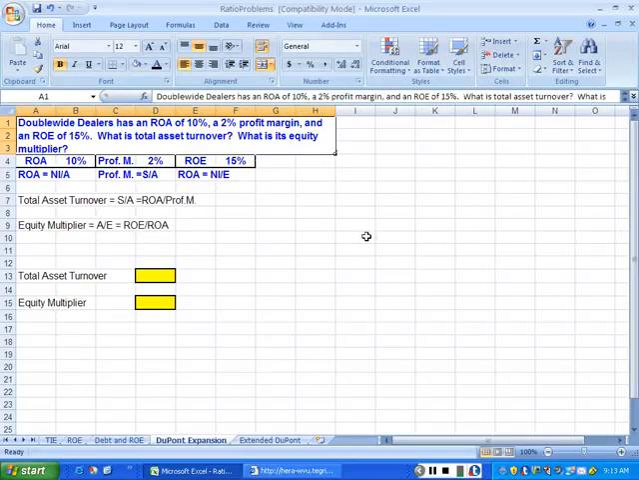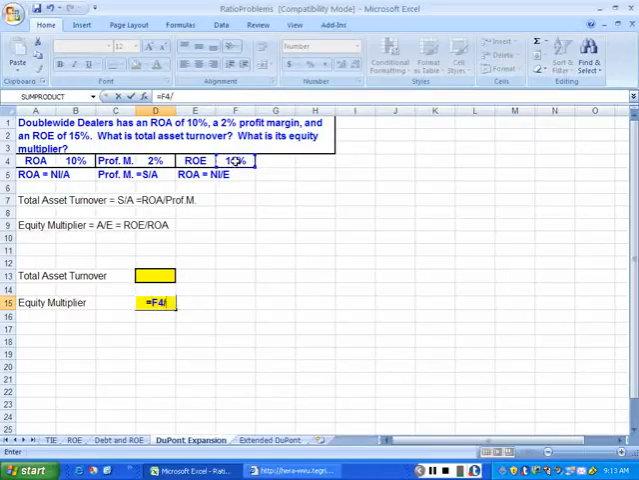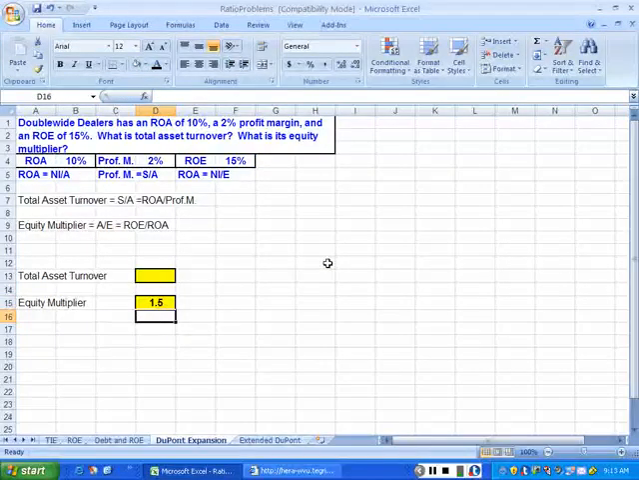Double Y Dealers has a return on assets of 10%. Profit margin is 2%, and its return on equity is 15%. And what it wants to know is what is the total asset turnover and what is the equity multiplier. So in the first case, we want to recognize that the ROE is equal to, so 15% is equal to the return on assets of 10% times the equity multiplier. So we can simply look at a ratio of those two things to come up with the equity multiplier. If we deal with this latter expression, the return on equity divided by the return on assets gives us assets divided by equity, or an equity multiplier of 1.5 times.